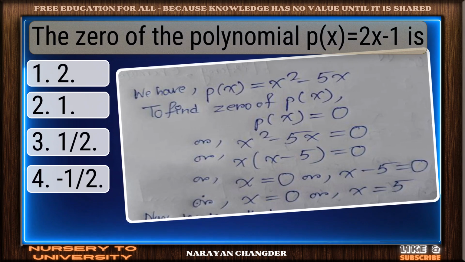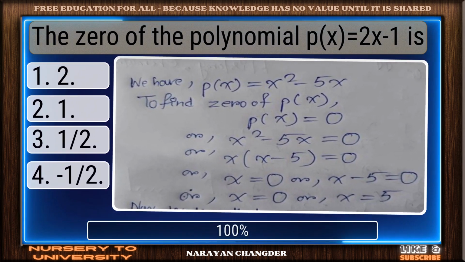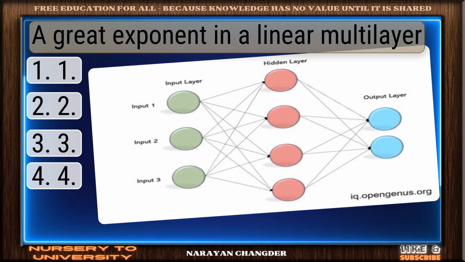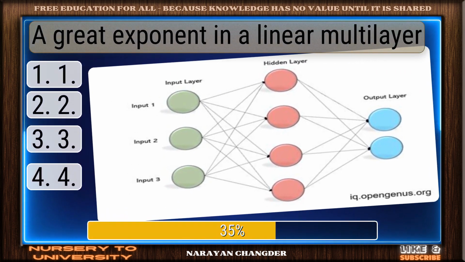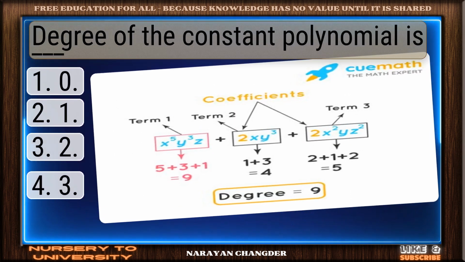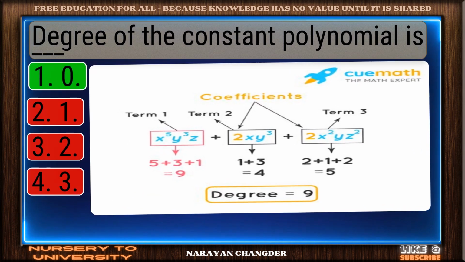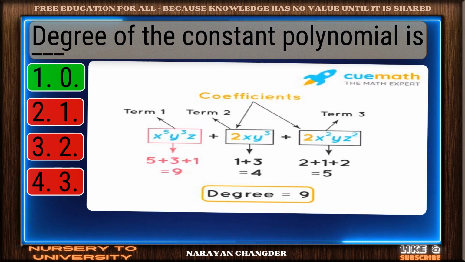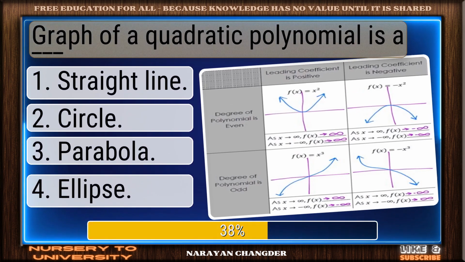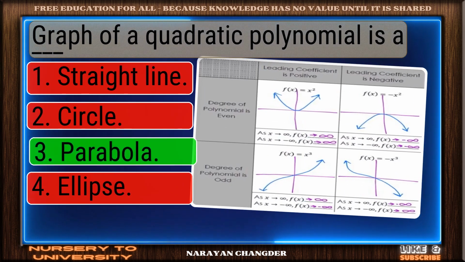The zero of the polynomial p(x) equal to 2x+1 is... Perfect. The answer is the one. The greatest exponent in a linear polynomial. You got it. 1 fits. Degree of the constant polynomial is dash. Great job. Zero is accurate. Graph of a quadratic polynomial is a dash. Nice work. Parabola fits perfectly.